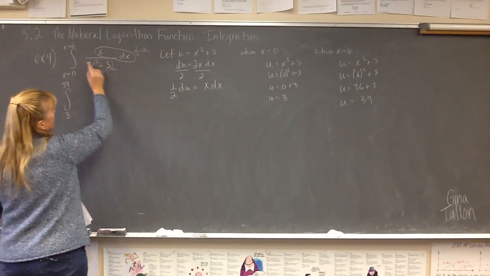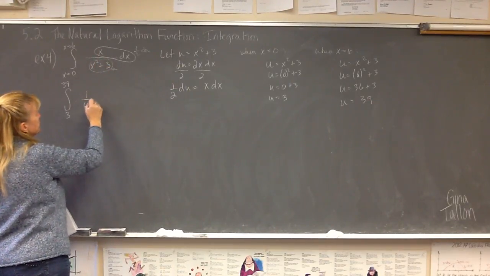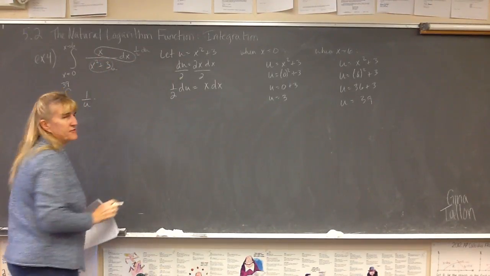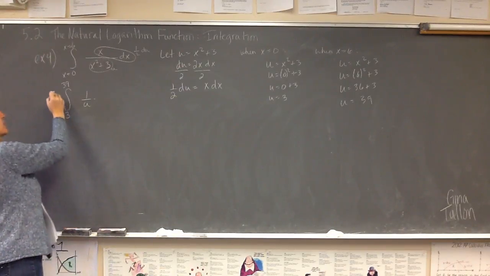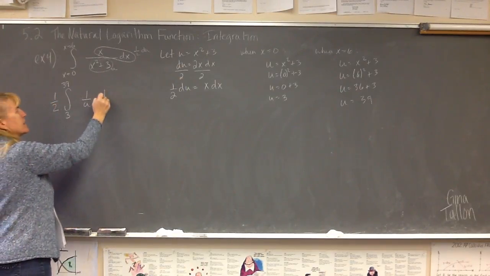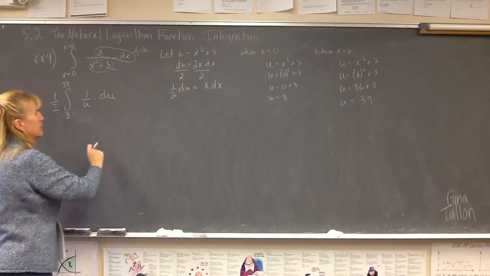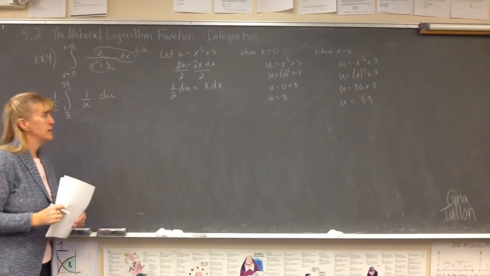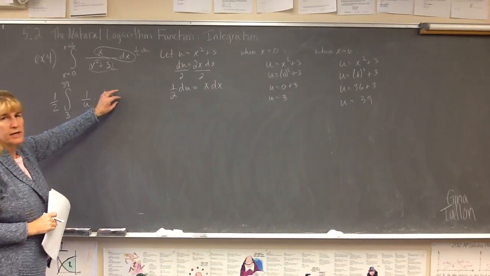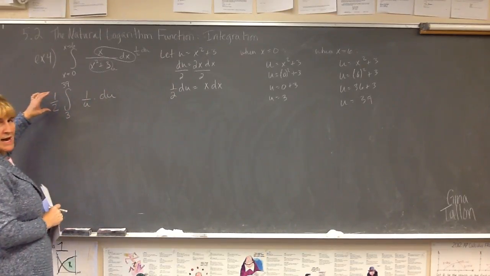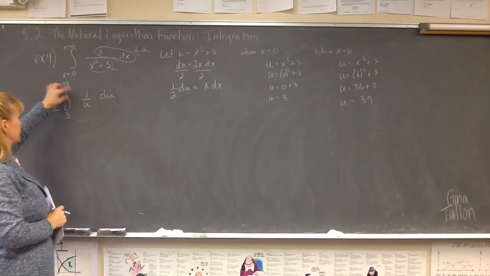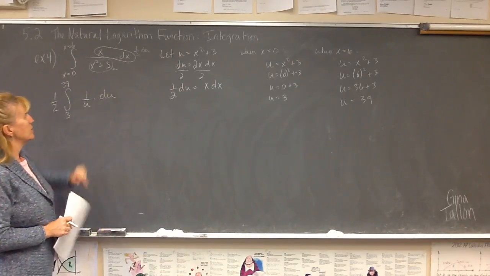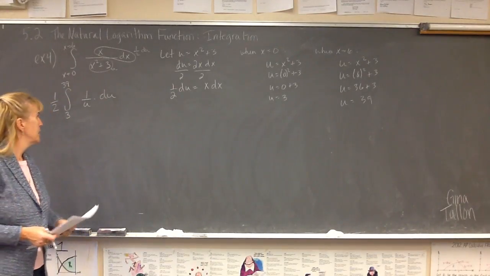And I have 1 over u times 1/2 du. Is everybody okay if I put the 1/2 out here and then write my du right like that? So I just took 2 steps in one, because normally I would put 1/2 du here, and then I would factor my 1/2 to the outside of the integral. But I did that all in one step. I hope you followed it just fine.